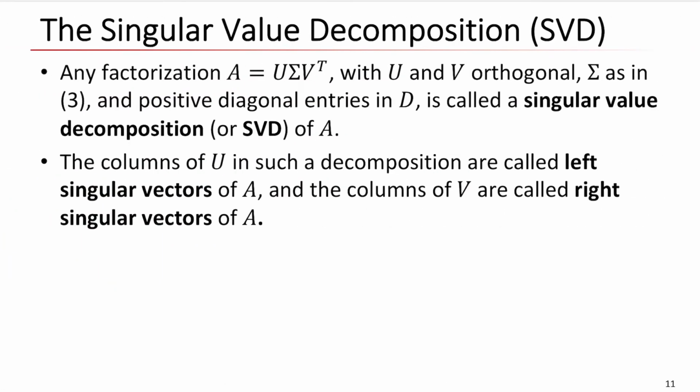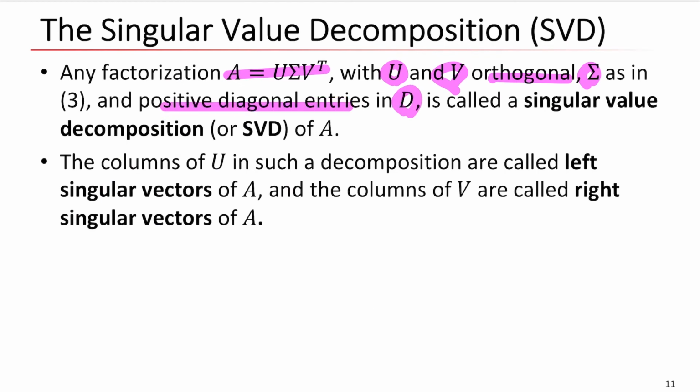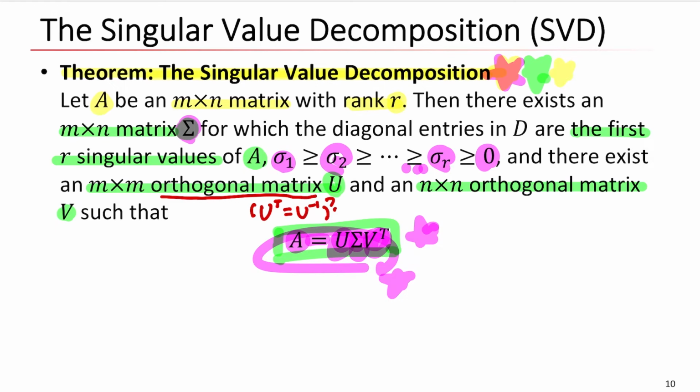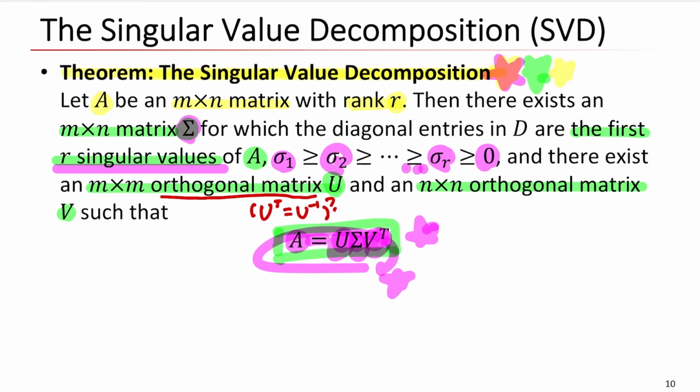Before starting: any factorization A equal to U sigma V transpose, with U and V orthogonal matrices, sigma as above, and positive diagonal entries in D with the r singular values, is called the singular value decomposition, or SVD, of the matrix A. The columns of the matrix U in such a decomposition are called the left singular vectors of the matrix A, and the columns of the matrix V are called the right singular vectors of the matrix A.